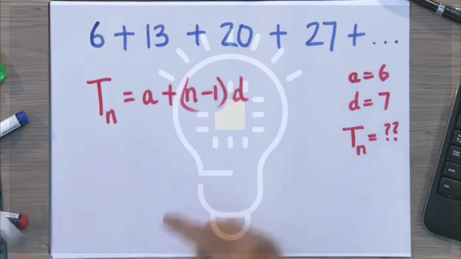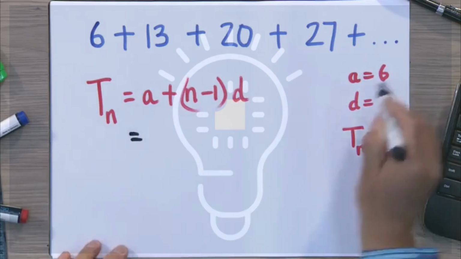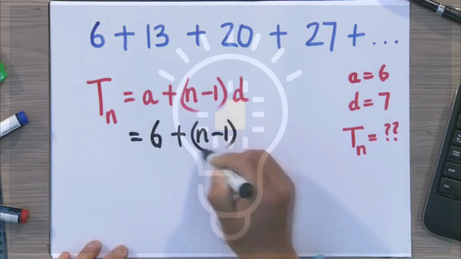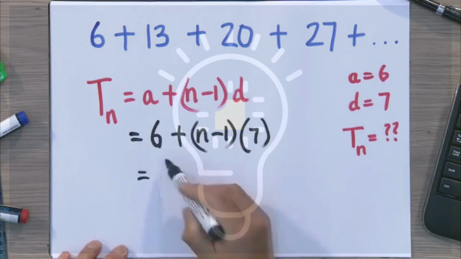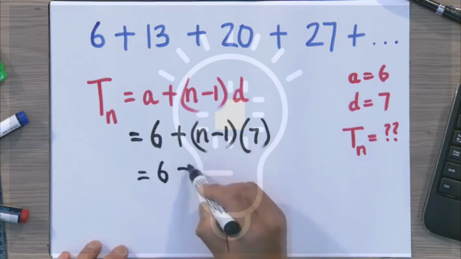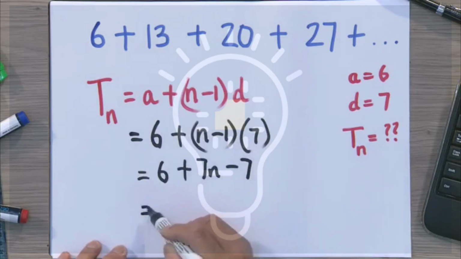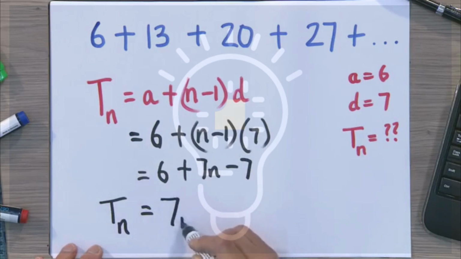So if we continue with this now, our Tn is going to be our A, as we can see, 6 plus (n minus 1). Our D is going to be 7. And there we have the following. That's going to be 6. We multiply that in. That's going to be 7n minus 7. And here we have our Tn. That's going to be 7n.